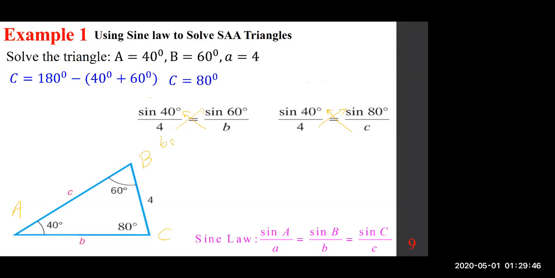B sine 40 equals 4 sine 60. So what is missing? B, you have to divide by sine 40. So that's a very simple case.